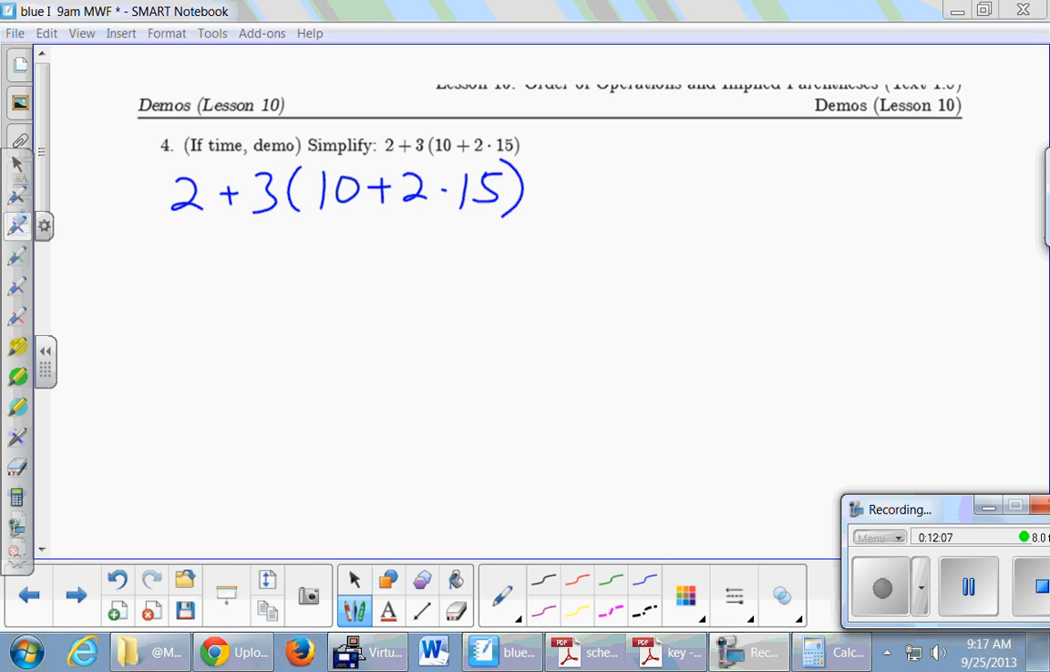Okay, so let's look at this one. So again, can I do 2 plus 3? No. We'd be wrong. Okay, so let's not do that. So we're going to copy that thing as it is. Okay, so then in here, I'll do 10 plus 2. No, what do we have to do first? 2 times 15. So that 10 just stays, the plus stays. 2 times 15 is really the only thing to do first.